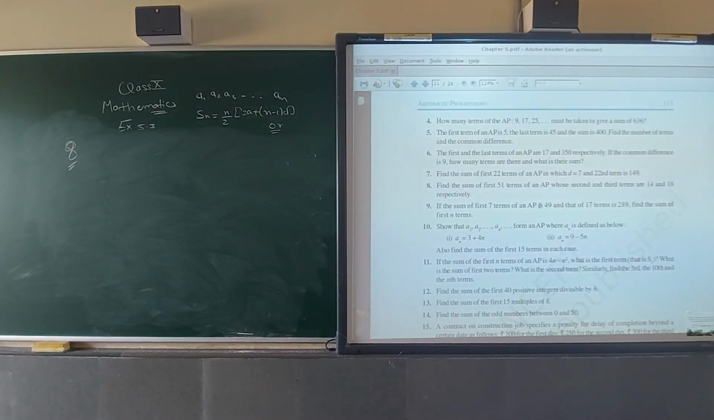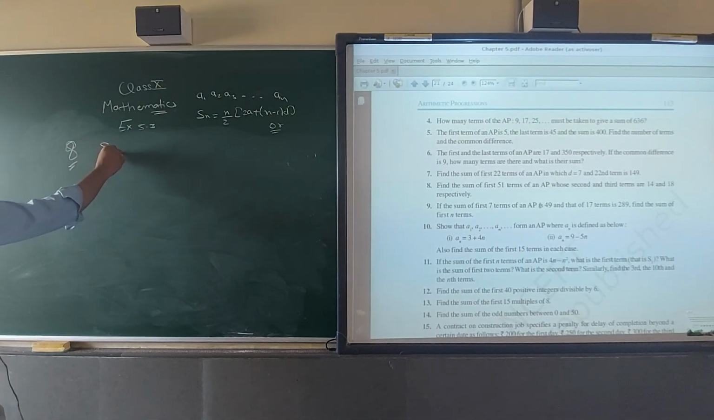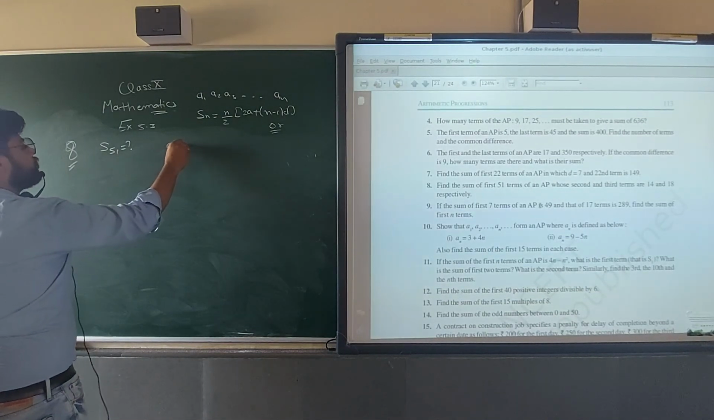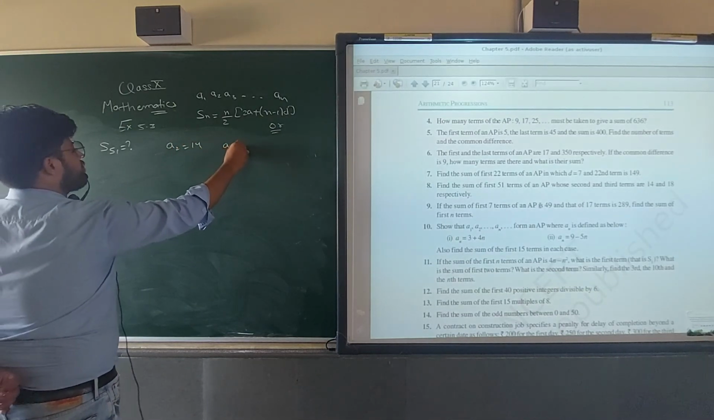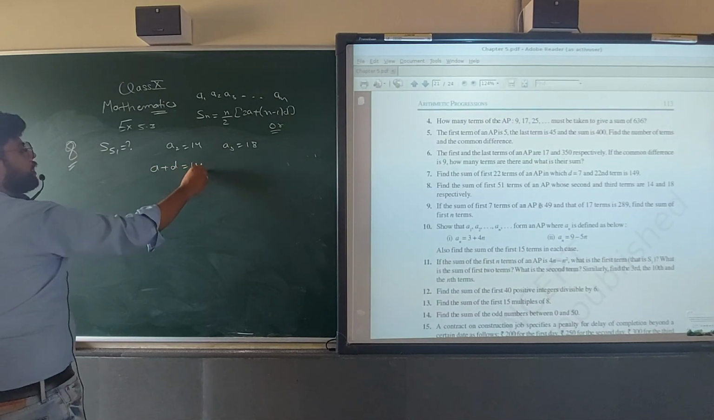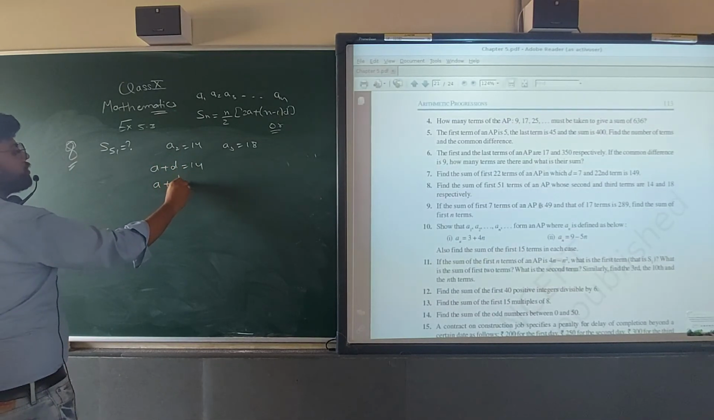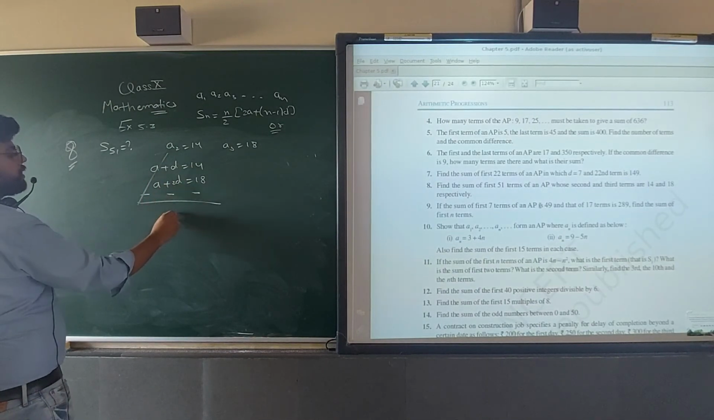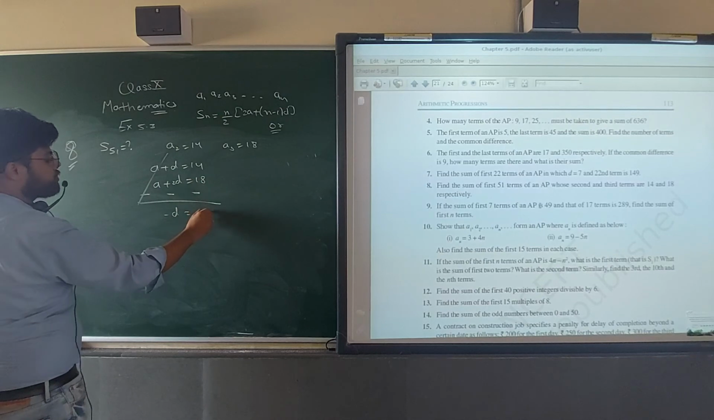Eighth is, find the sum of first 51 terms. S51 we have to find, whose second and third terms are 14 and 18. Second term a2 is 14 and third term a3 is 18. So a2 we can write a plus d, and a3 we can write a plus 2d. Now you can apply elimination here. d minus 2d, minus d. 14 minus 18, minus 4.